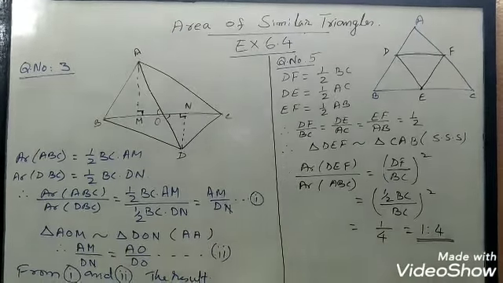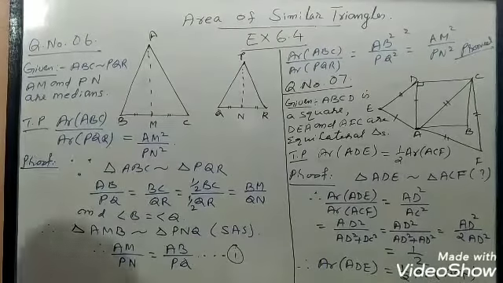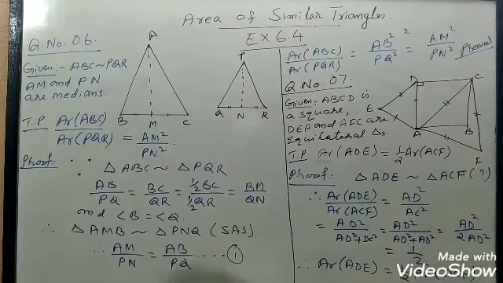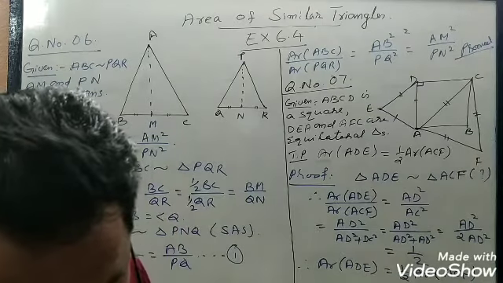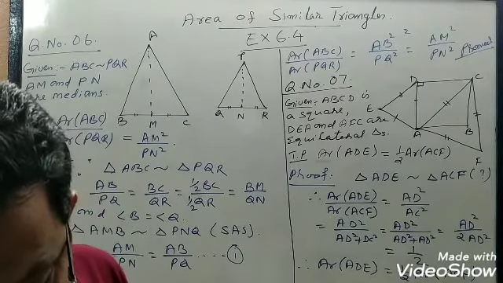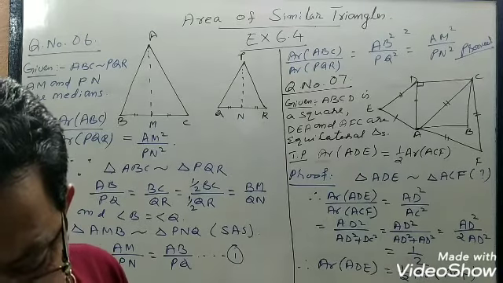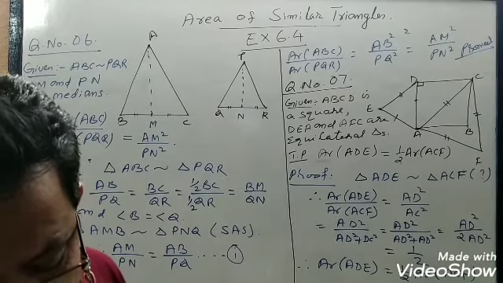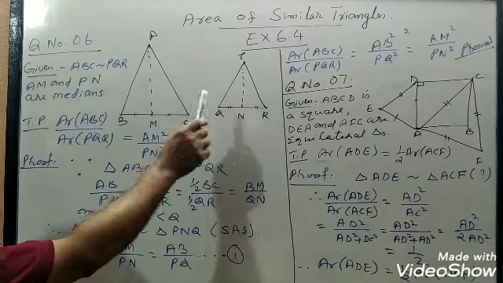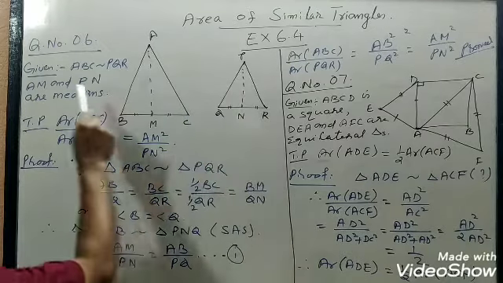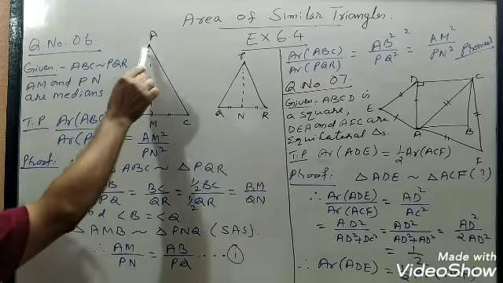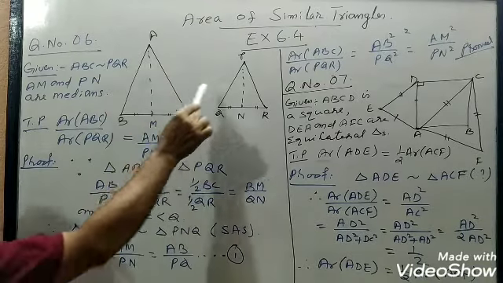Okay. Now we will solve question number 6 of the same exercise, exercise 6.4. Prove that the ratio of the areas of two similar triangles is equal to the squares of the ratio of their corresponding medians. That is, it is given that a triangle ABC and a triangle PQR are similar, and we have to prove the ratio of the areas is equal to the ratio of the squares of corresponding medians.